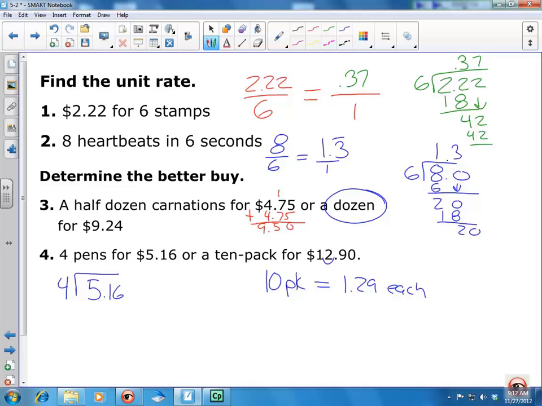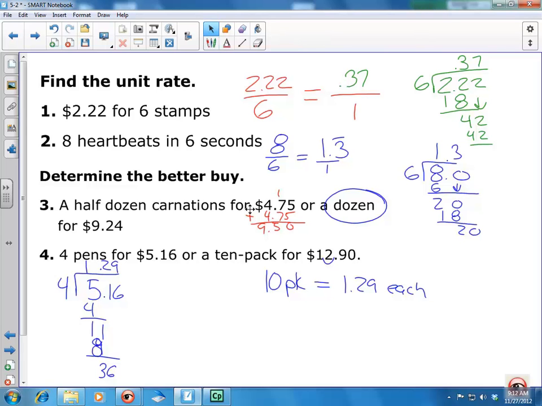Now, let's see what our 4 pins are going to be. Let me see. 4 goes into 5 one time. 4 goes into 11 2 times. I guess it would help if I did 8. Is it the same? Okay, even better. Which gives me 3, 6, and then 4 goes into 36 9 times. So we get $1.29. Oh, look at that. $1.29 for the 4 pins, or $1.29 for the 10 pins.